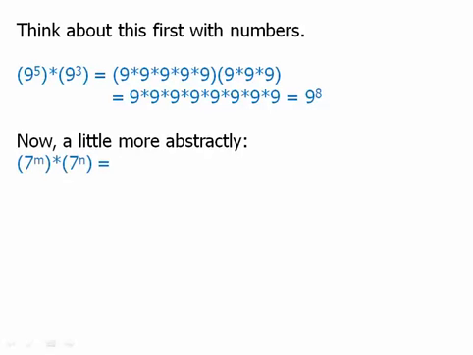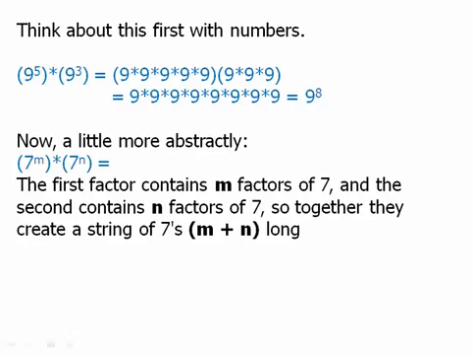Now think about that a little more abstractly. We have 7 to the m times 7 to the n. The first contains m factors of 7 multiplied together, and the second contains n factors of 7 multiplied together. So if I just multiply all the factors of 7 together, what I'm going to get is a whole string of factors of 7, and there will be m plus n factors of 7 in that string. And so what this means is that this should equal 7 to the m plus n.